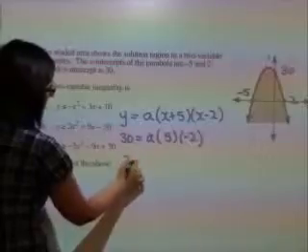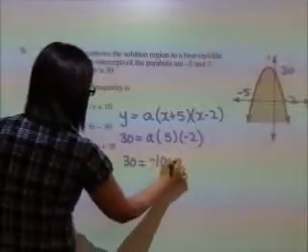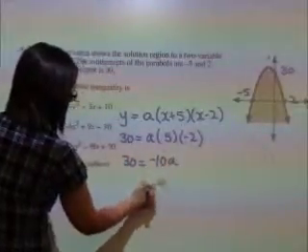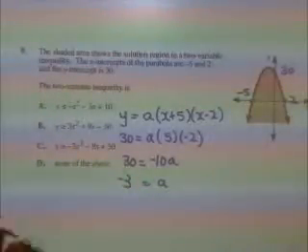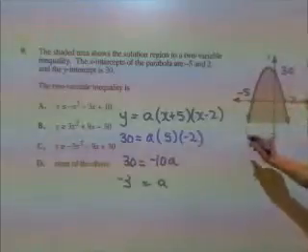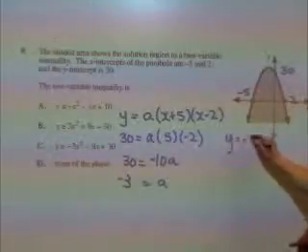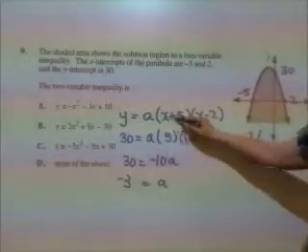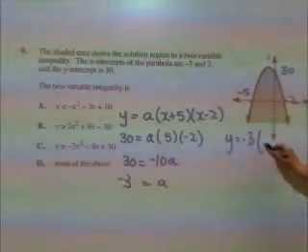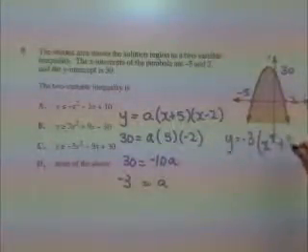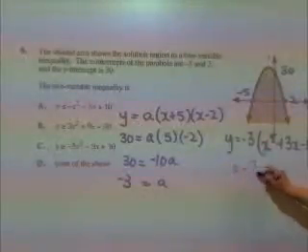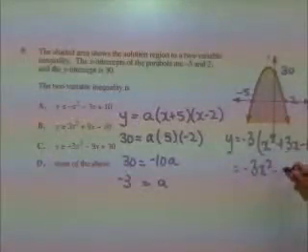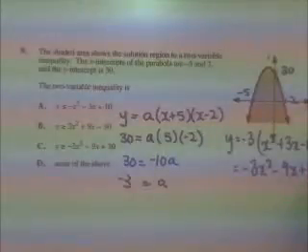So I get 30 equals negative 10a. So that means a would equal negative 3. Put that back into my equation, and y equals negative 3 times, if I expand this out, I will get x squared plus 3x minus 10. So now I get negative 3x squared minus 9x plus 30.